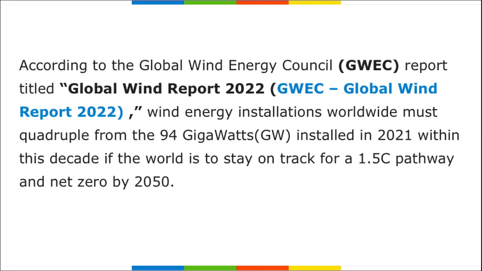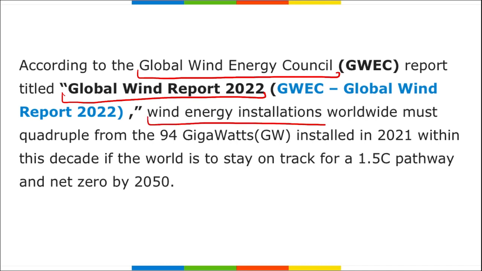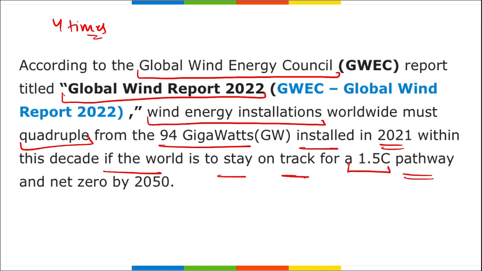What it is saying, I repeat, according to the Global Wind Energy Council, they released a report, the Global Wind Report 2022. They stated that wind energy installations worldwide must quadruple, that means they should be 4 times the 94 gigawatts installed in 2021, within this decade if the world is to stay on track for the 1.5 degrees Celsius pathway and net zero by 2050.